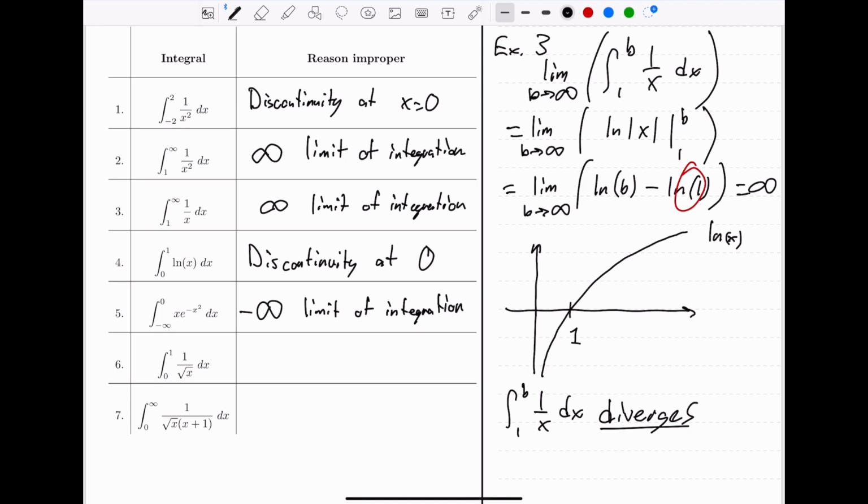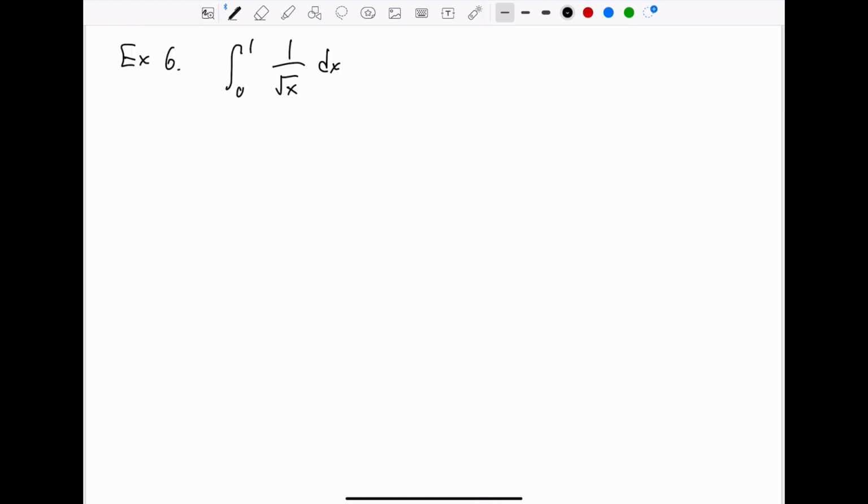First of all, why do we have an improper integral here? What's the problem? There's no infinity as the limit of integration. The problem is the 0. So the reason that this is improper is because we have a discontinuity at x equals 0. Let's solve this integral.